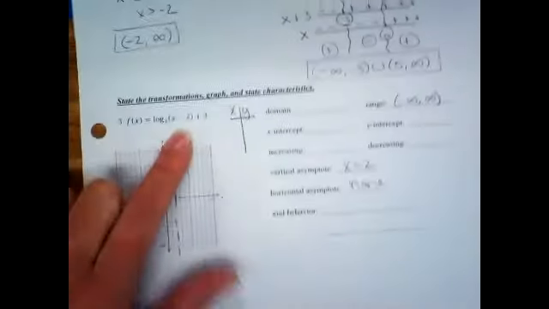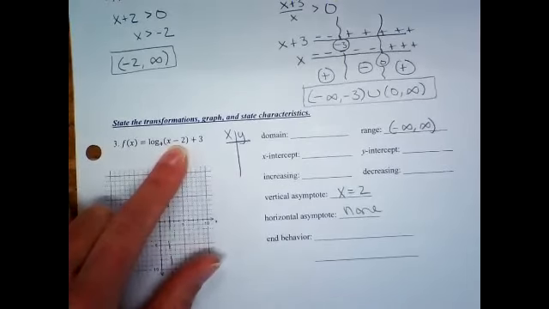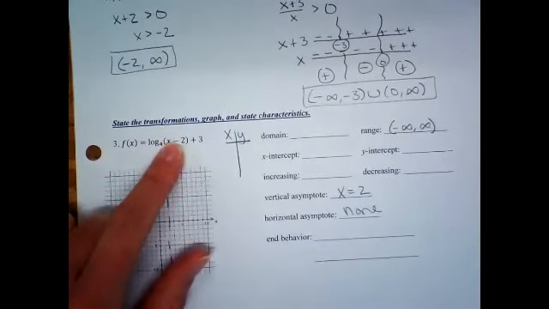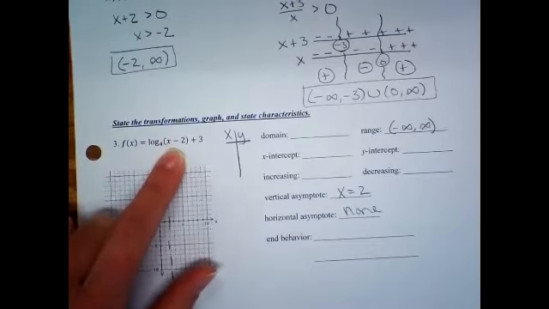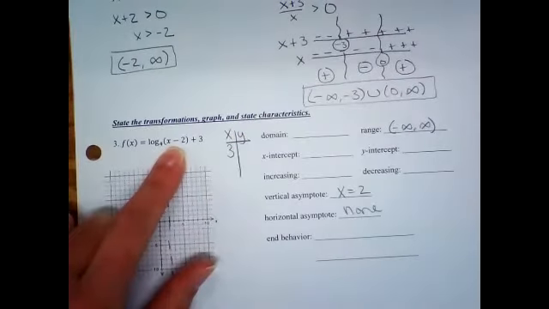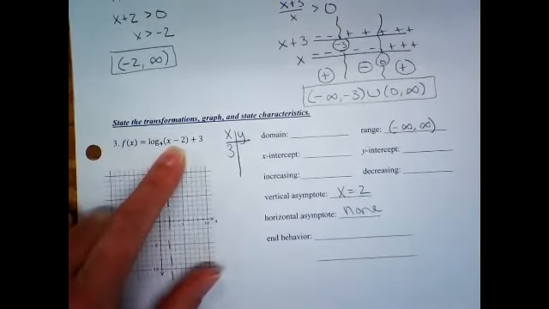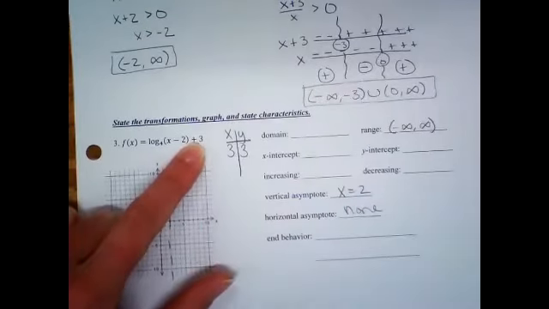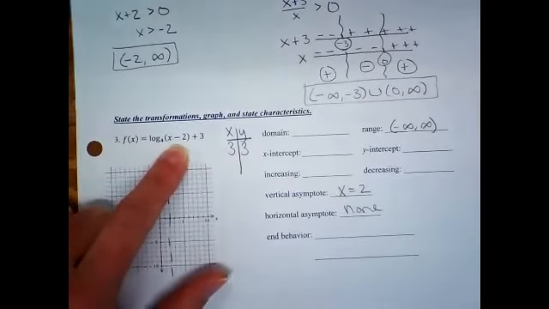So looking at this one, I can't plug in 2. Why not? It would give you what right here? 0. You can't log 0. So what are we going to start with? 3. Good. 3 minus 2 is 1. Any log of 1 is 0. Okay, plus 3 is 3. What do you want to try next?